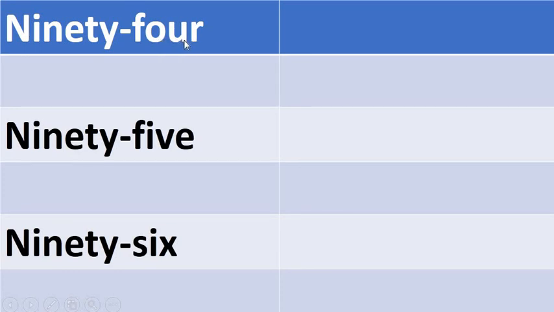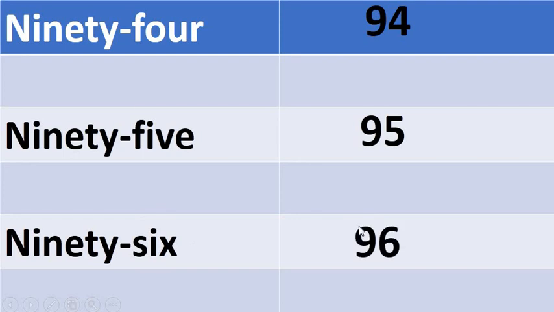Ninety, three, 3. 93. Ninety, four, 4. 94. Ninety, five, 5. This will make number 95. Ninety, six, 6. Number 96.